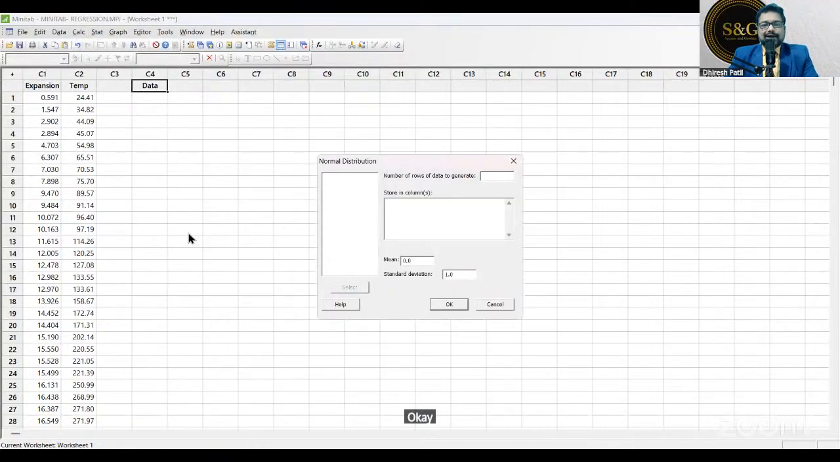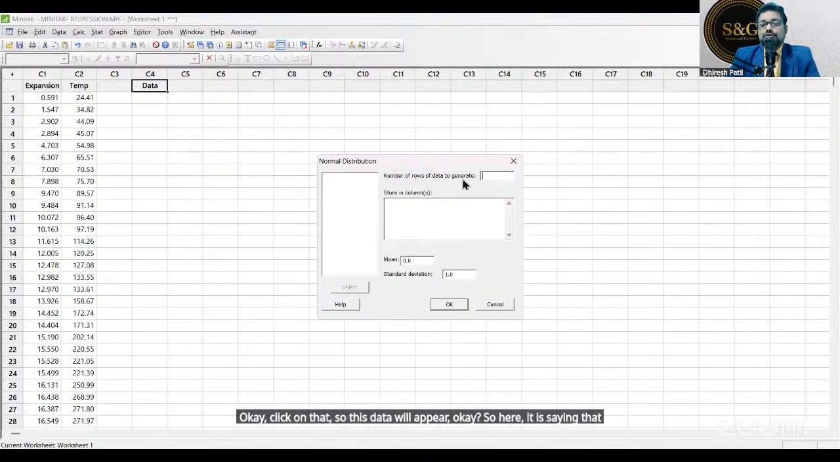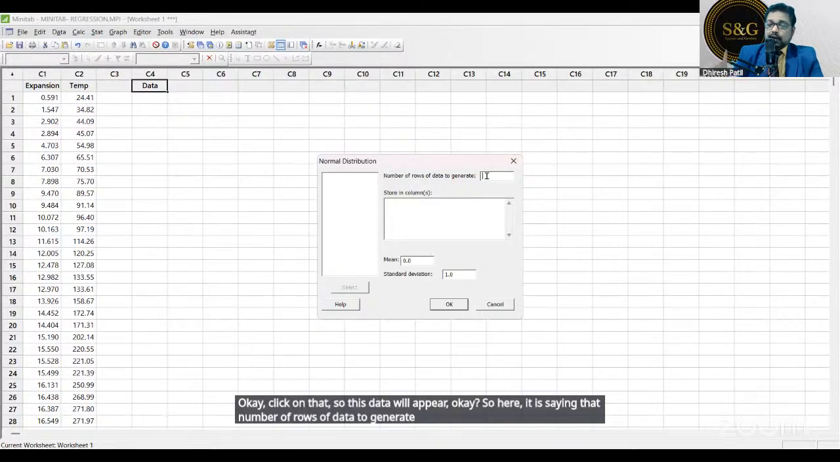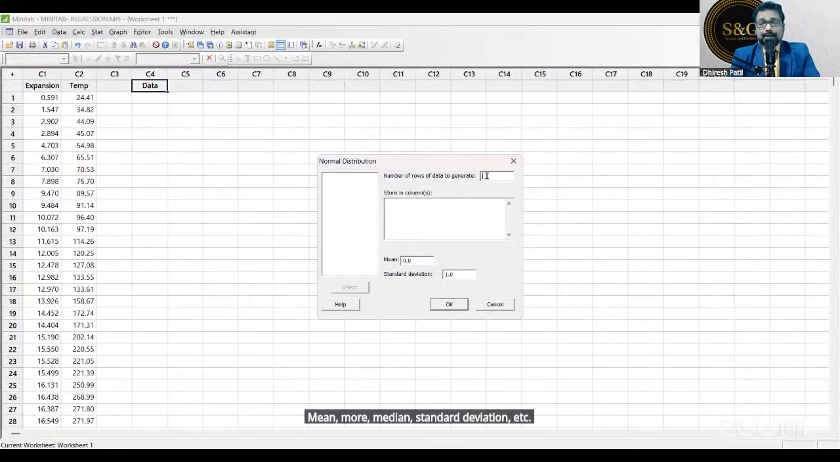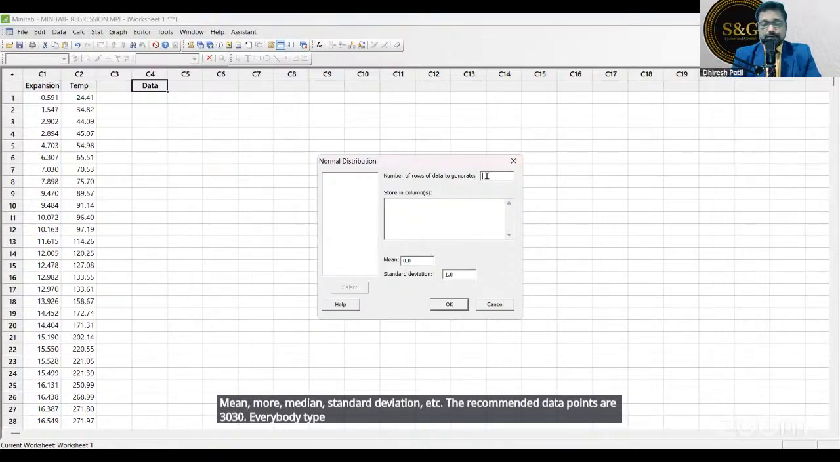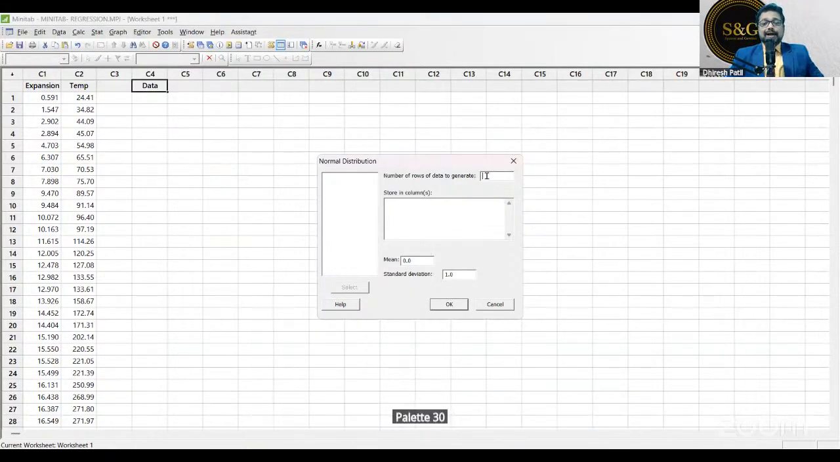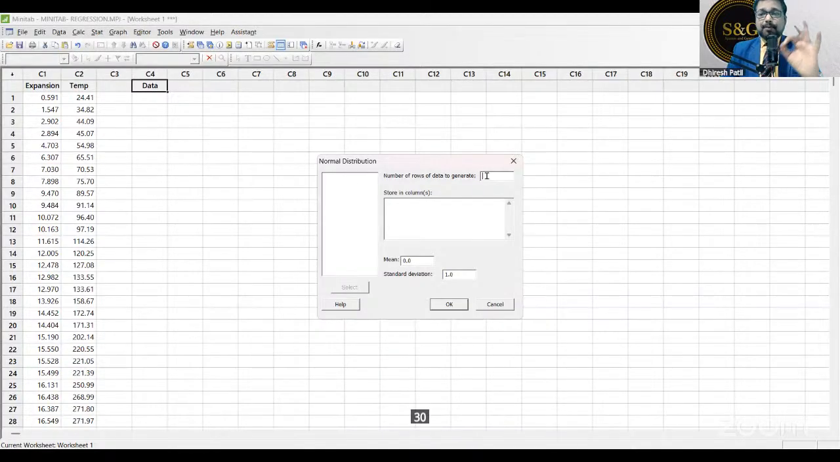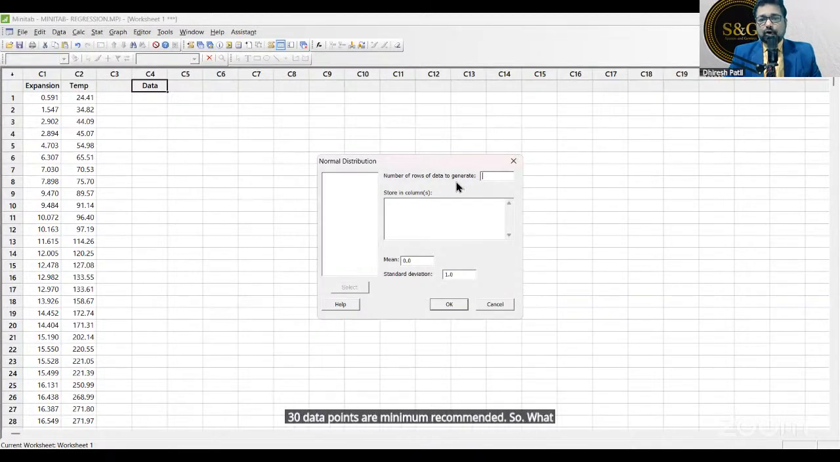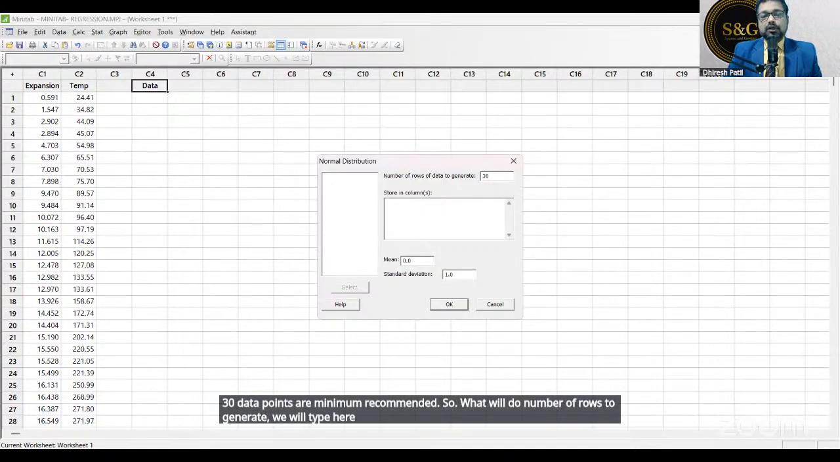Click on that. So this dialog will appear. Here it is saying number of rows of data to generate. Whenever you want to calculate anything like mean, mode, median, standard deviation, etc., the recommended number of data points is 30. Everybody type 30 in the chat box. Let's keep it in mind that for statistics, to calculate mean, mode, median, etc., 30 data points are the minimum recommended. So for number of rows to generate, we will type 30. We'll generate 30 data points.